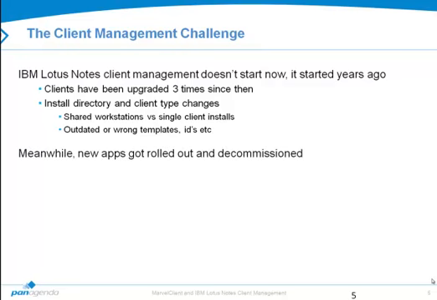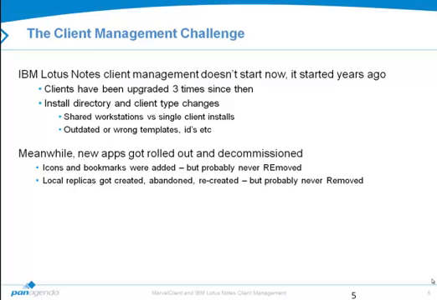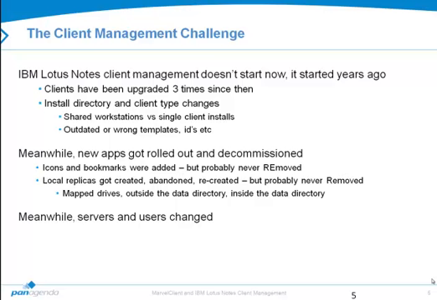Odds are there's a significant number of outdated or wrong templates or IDs all over your client infrastructure. At the same time, you were rolling out new apps and decommissioning applications. So what that means is you have icons, you have bookmarks that were added, but probably never removed as you went to decommission those. Same thing for local replicas. Odds are your users created local replicas pretty much wherever they felt like that may or may not have been updated, that got abandoned, recreated, but probably never removed. Again, we're talking about local apps on mapped drives, outside a data directory, inside a data directory, whatever it is.